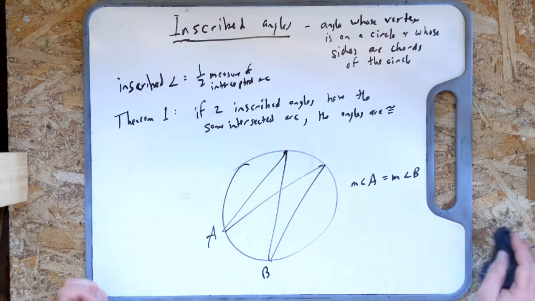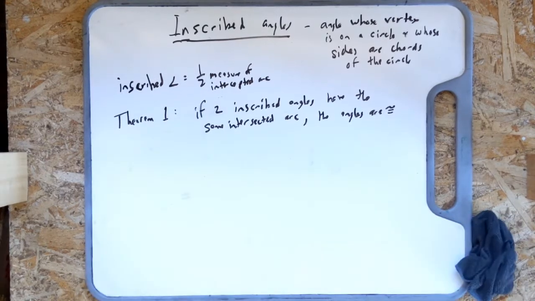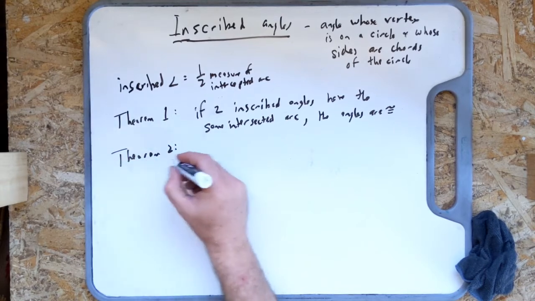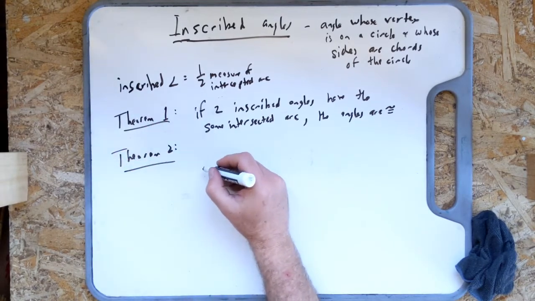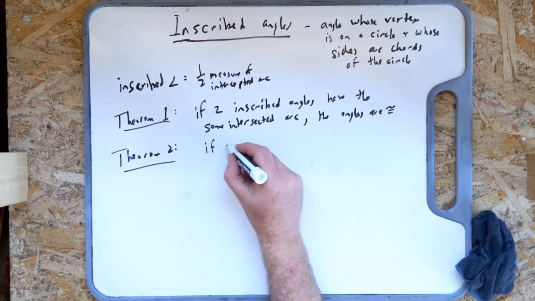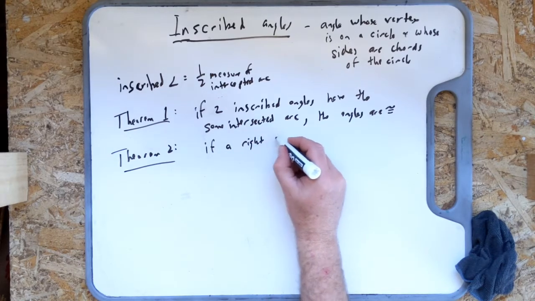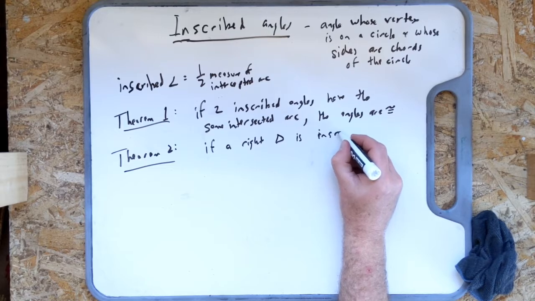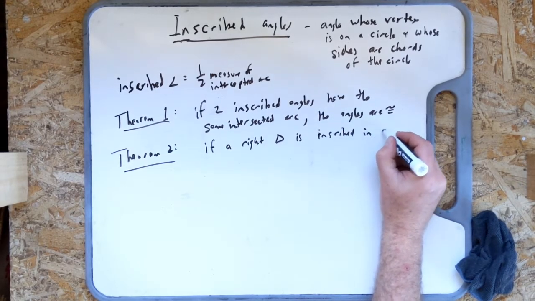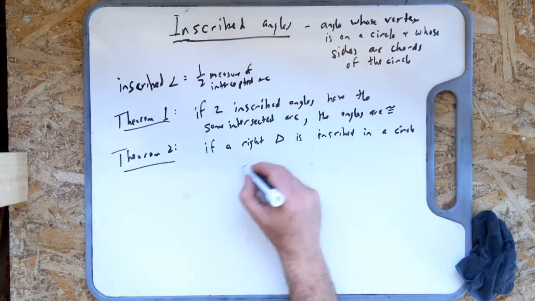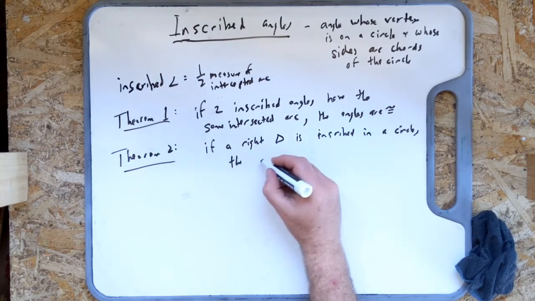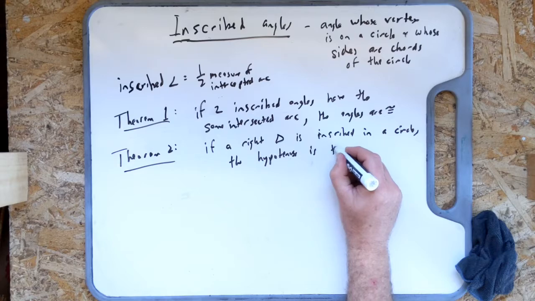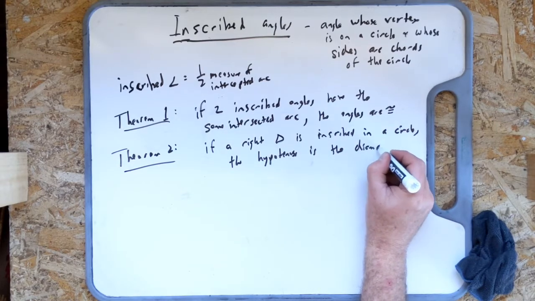Okay, second theorem. Theorem 2 says that if a right triangle is inscribed in a circle, the hypotenuse of the right triangle is the diameter of the circle.